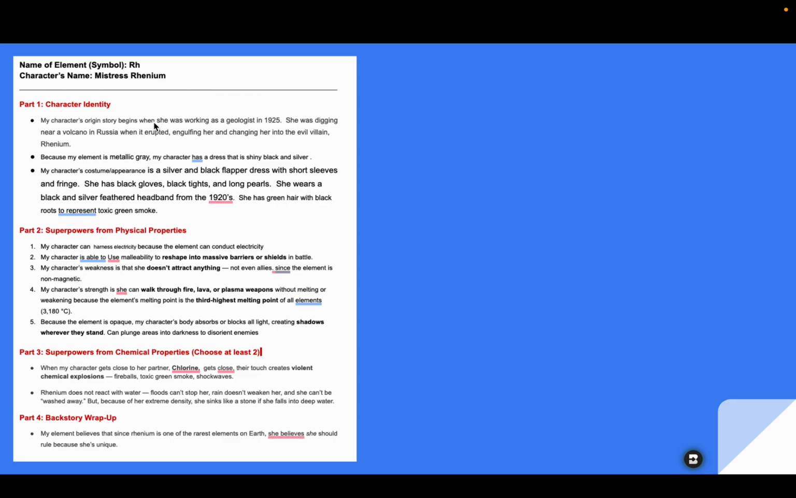And so I said my character's story originally began when she was working as a geologist. She was digging near a volcano in Russia because that's where you can find rhenium now. And it erupted and engulfed her and changed her into this evil villain, Rhenium. She's metallic gray. Her character has a dress that's shiny and black and silver.